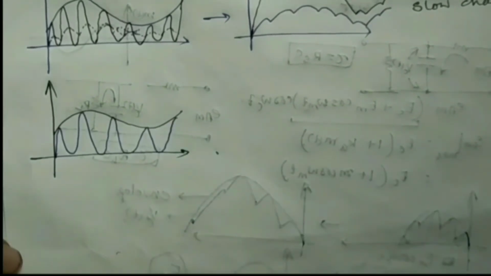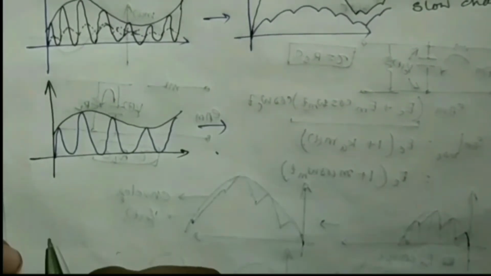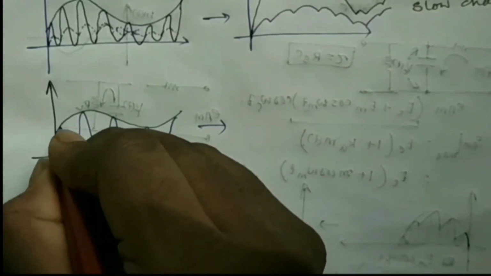this is our applied signal. If discharging occurs very fast, then after reaching this point, it will discharge drastically.